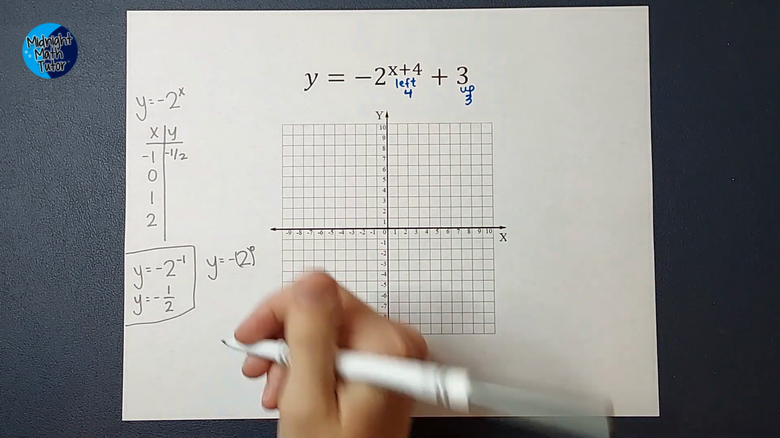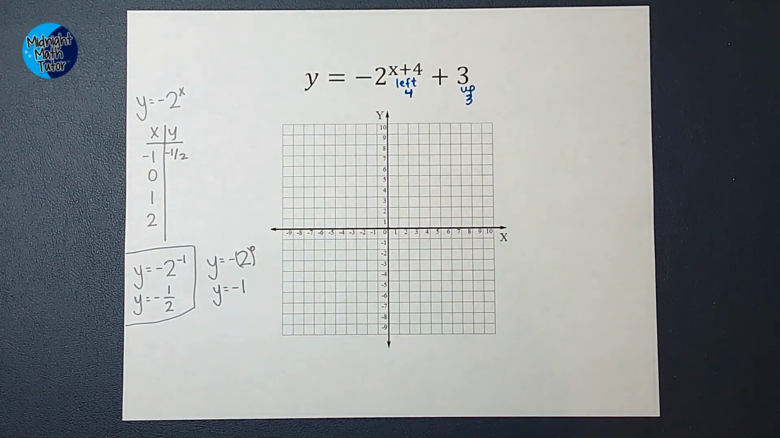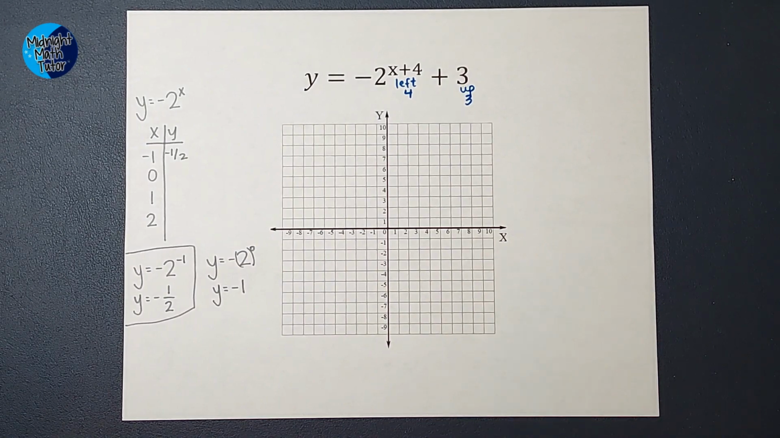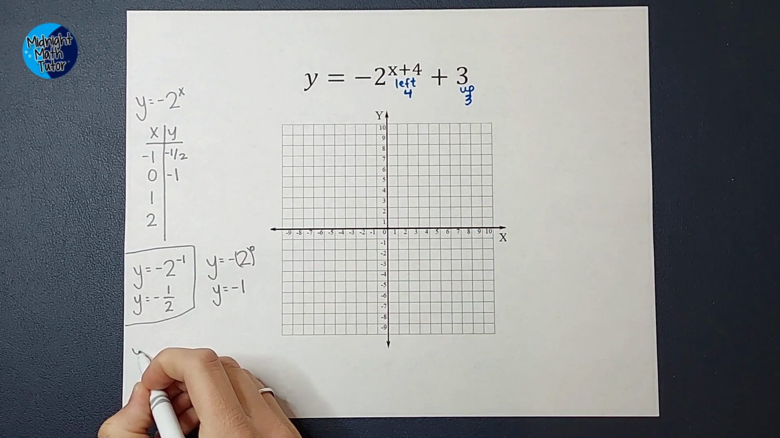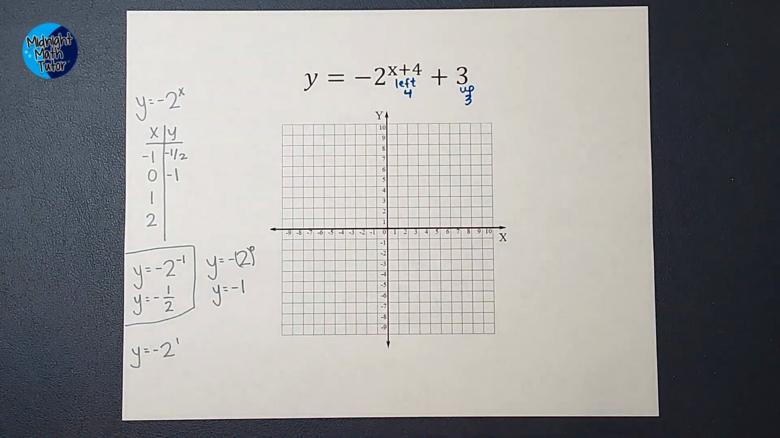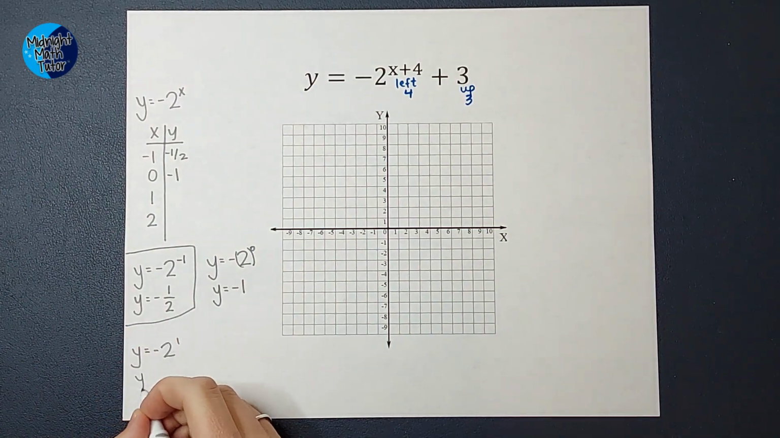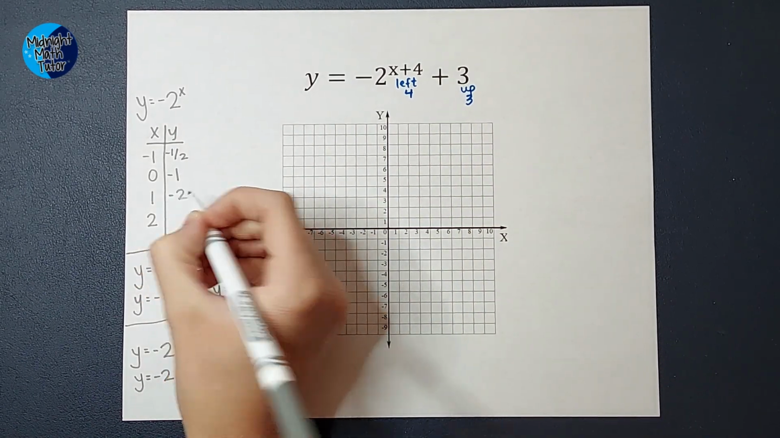And then we still have that negative out front. So my answer would be -1, okay? When I plugged in 0 for x, I got -1 for y. Now let's plug in 1. So I get -2 to the power of 1. So 2 to the power of 1 is 2, and then I still have the negative out front. So it's -2, right? I plugged in 1, I got -2.